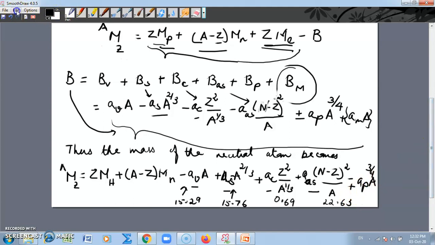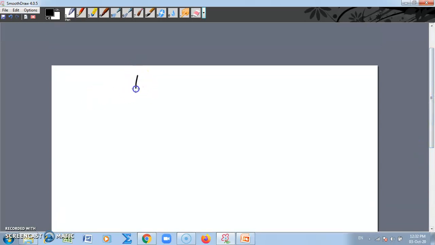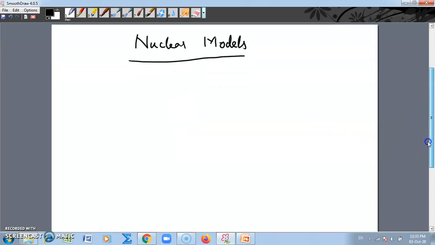Now let us move on to do something else called the nuclear models. So what are nuclear models? Students, you must have seen that in atoms we have atomic models. What are models actually? These are just an idea or a formula or some kind of theory of how things which we don't know, which we cannot see with the eyes, can be.